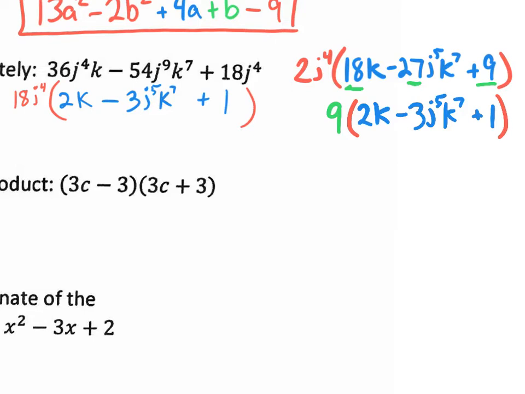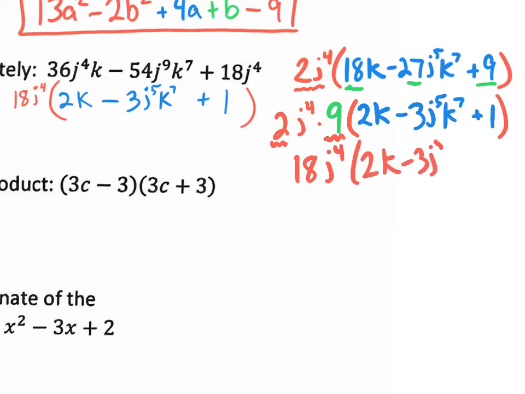Okay, now what about that? What about this original 2j to the fourth I pulled out? Let's bring it down. That's 2 times j to the fourth, but you also have times 9. So you'd have to now multiply the 2 times 9 and get the 18 j to the fourth, parenthesis 2k minus 3 j to the fifth k to the seventh plus 1. As you could see, it's the same exact answer as we got up there.